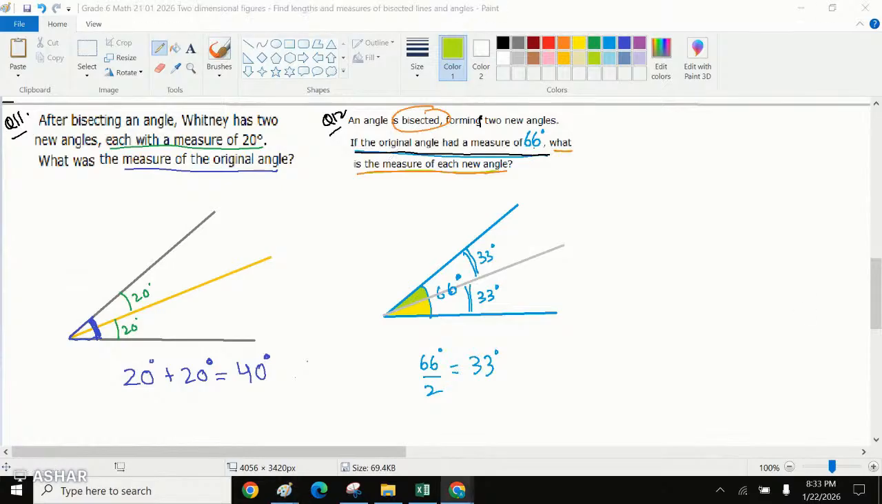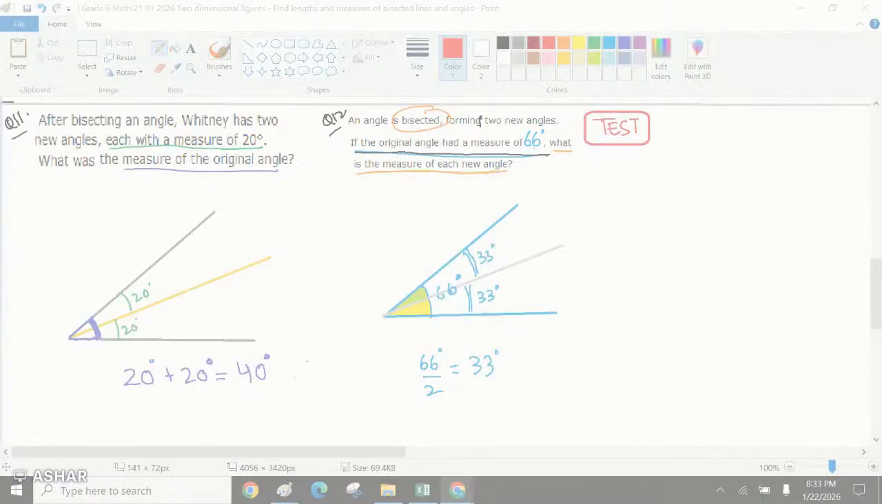Let's try some questions because this is just the same, right? Let's try some questions from the test. Let's see what we can complete. Okay, let's begin with the test. We'll try to do as many questions as we can. Let me just post the question.